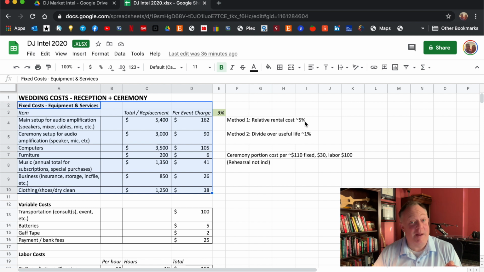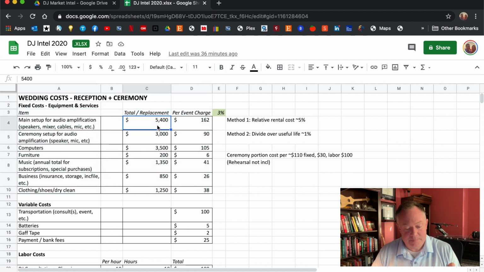I picked a number right between those two methods, so I picked 3%. Basically, the total replacement of each of these times 3% gives me my per event charge. 3% of my total replacement I want to recoup from each wedding. So that is fixed costs for my equipment and services.